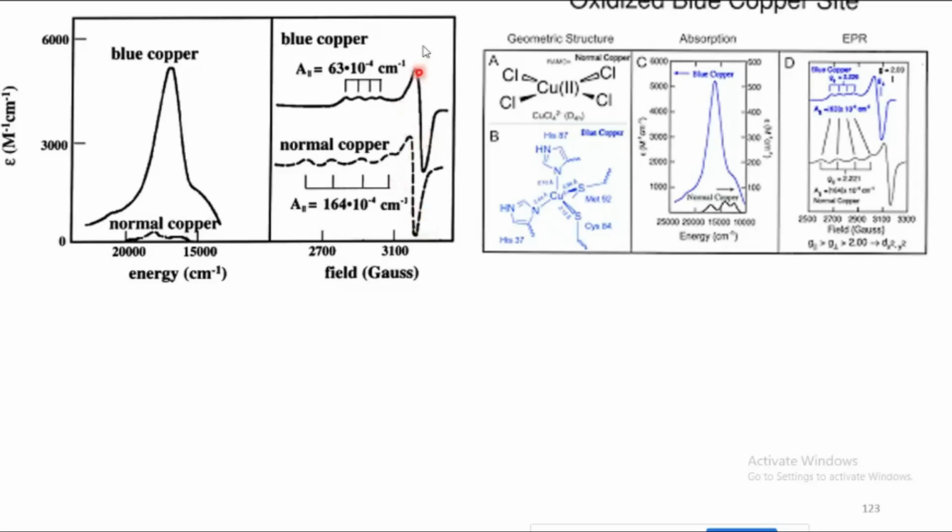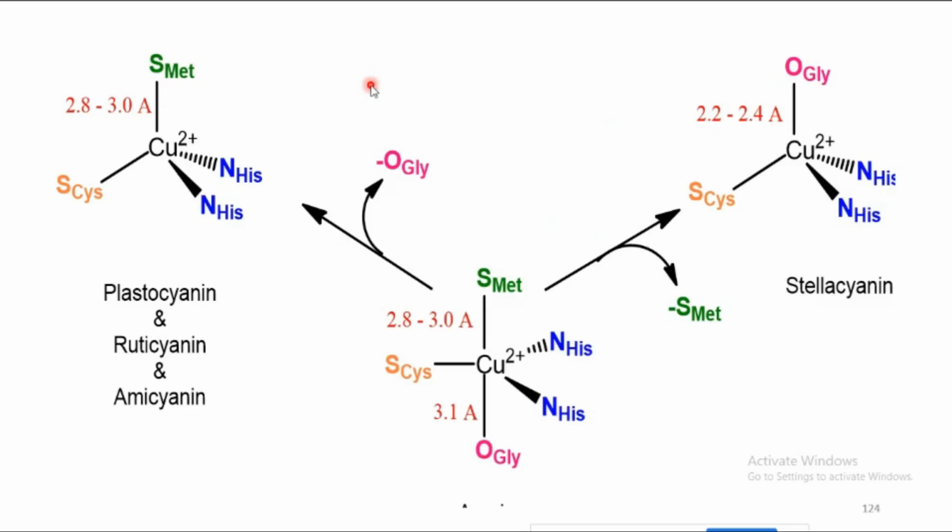This is the g perpendicular value. From this 4 line we will calculate the A parallel value. The A parallel value here you can see is 164 × 10^-4 cm^-1, whereas in this case the A parallel value is 63 only. It is only about a third of the value of the normal copper. This is mainly because of the weak coordination of the sulfurs. That makes the redox potential also highly positive.